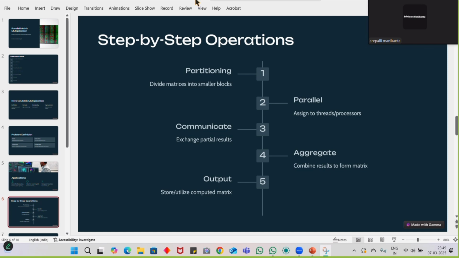Step 1: Import required libraries. Import numpy as np. From concurrent.futures, import ThreadPoolExecutor. NumPy is used for handling matrix operations efficiently. ThreadPoolExecutor manages the parallel execution of tasks using threads.